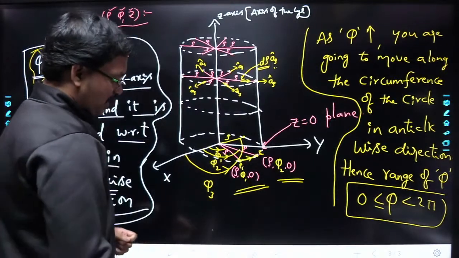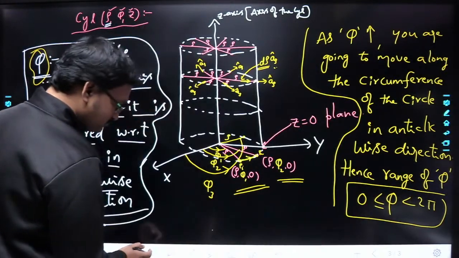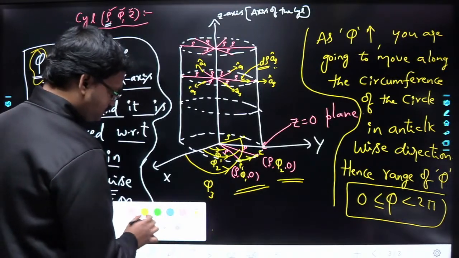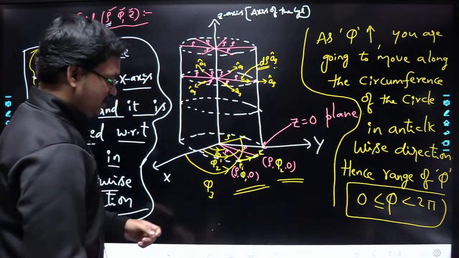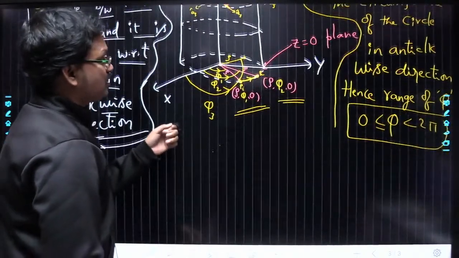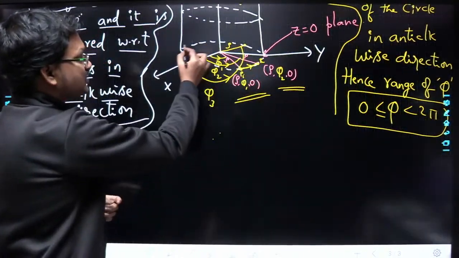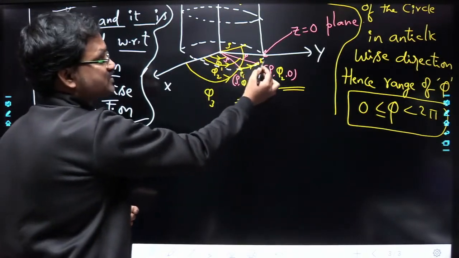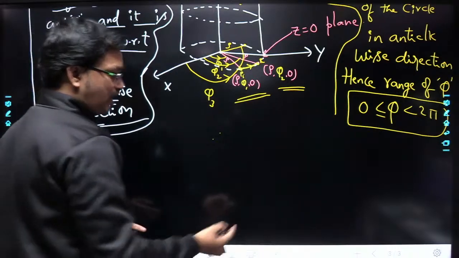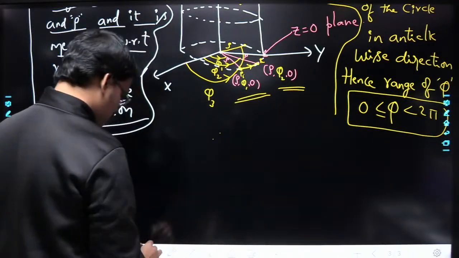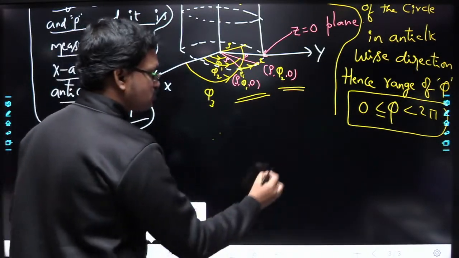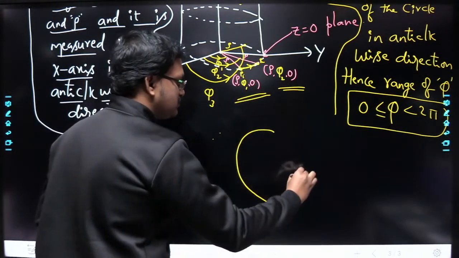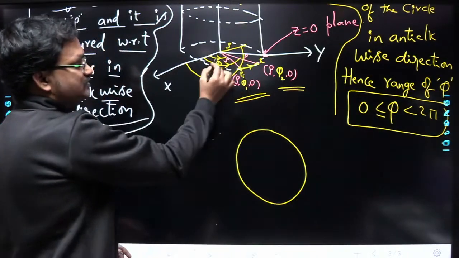Now I am considering this circle that is present in the z equal to 0 plane. So I am drawing that circle separately here. Let us consider this is the circle.